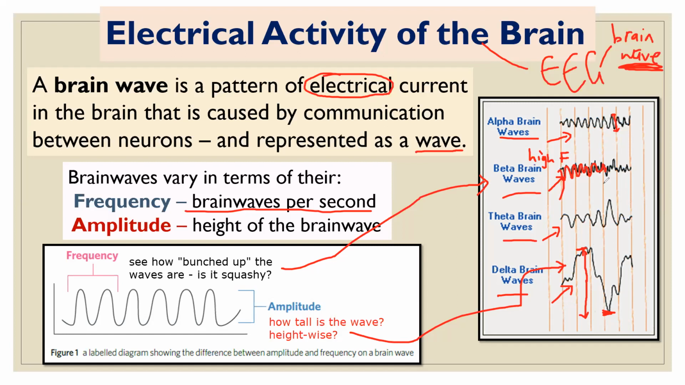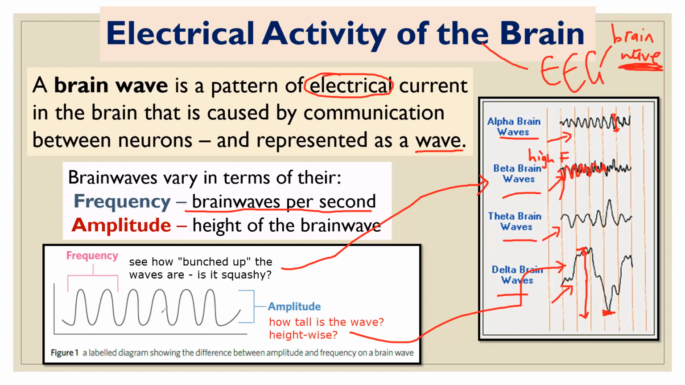You won't have to draw the waves, but if you're given a wave pattern, you need to be able to think, okay, those ones are really bunched up together. They've got a high frequency, but they're also short. So that means that they're beta waves. So high frequency, low amplitude is our beta waves, for example, and low frequency, which means they're not bunched up together, and high amplitude, which means they're tall, is our delta waves. So you need to be able to understand the characteristics of brain waves like that.